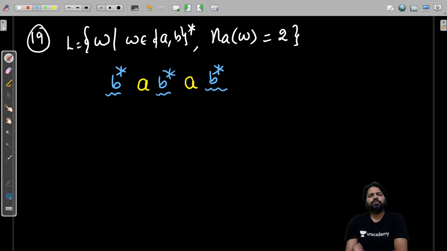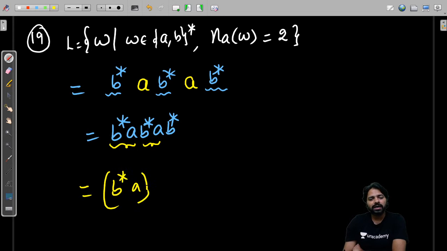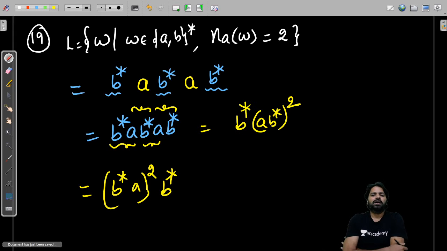And further this one. Okay, this looks like what? B star, A, B star, A, B star. To confuse in the exam, they might use some notation for you. B star A coming twice, so I can write B star A whole square, B star. Sometimes you can look at that: AB star is coming twice. So I can also write AB star whole square, but before that B star is extra. And for confusion, for interpretation, for representation, they might be writing in another form.